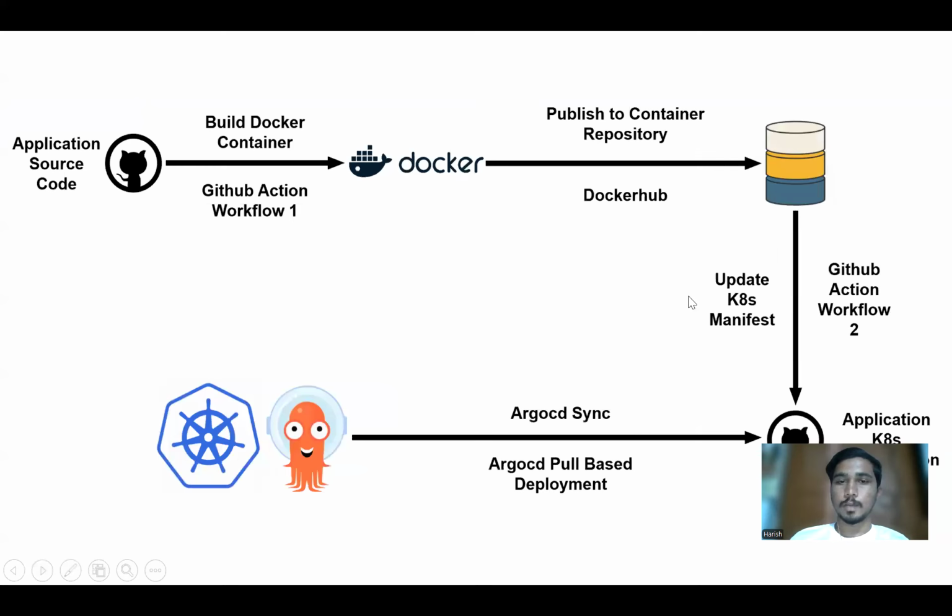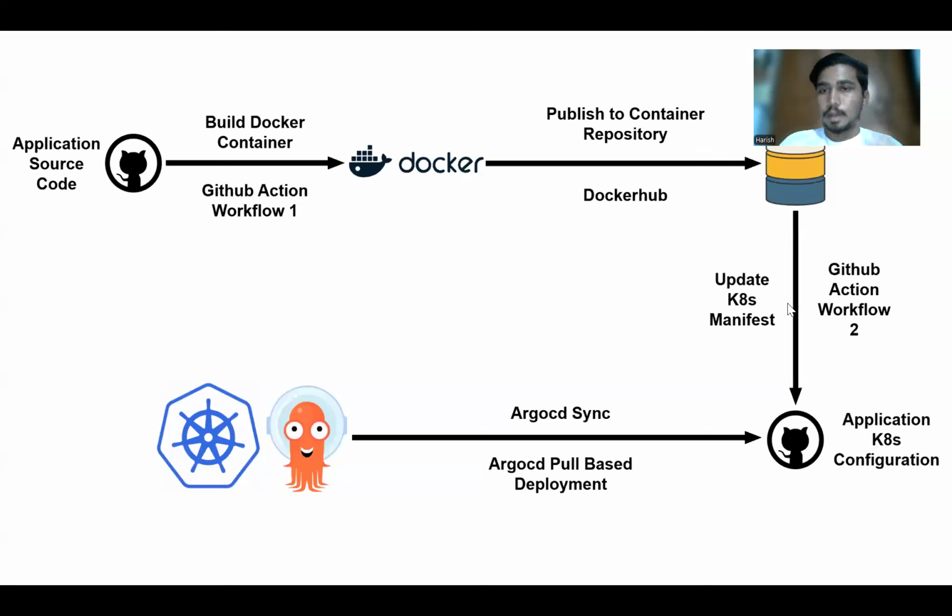Here you can see this is the process which we are going to follow. We'll take the application source code, and after that, we'll build an image by using GitHub Action Workflow 1, and then it will be sent to the container repository, which is DockerHub. Then the Kubernetes manifest will be updated by using GitHub Action Workflow 2, and then ArgoCD sync will be done, which is ArgoCD pull-based deployment.